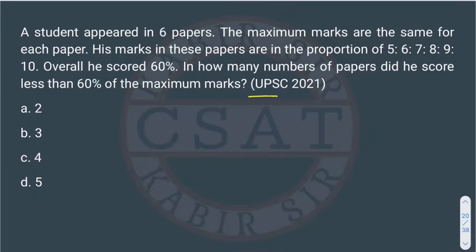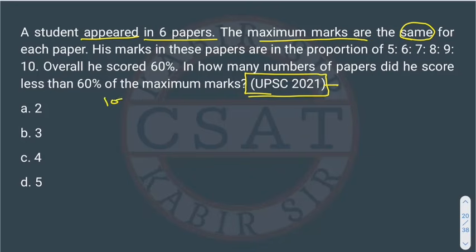This was asked in the UPSC 2021 CSAT paper, right? So a student appeared in 6 papers. Don't get confused, you can consider it also like subjects. So he's appearing in an exam of 6 subjects, as we normally do in the 10th, 12th or in graduation, right? So here are 6 subjects. The maximum marks are the same. Maximum marks being the same means, like out of 100 as in our colleges, how much marks the student is getting. So 100 is common for all. It's not different for the different subjects, right?